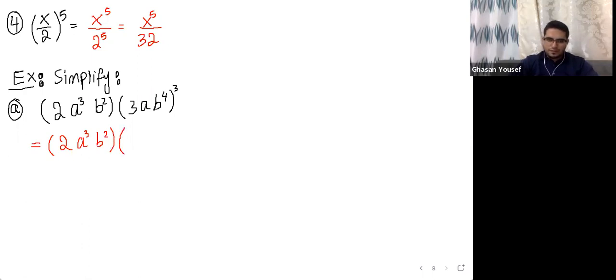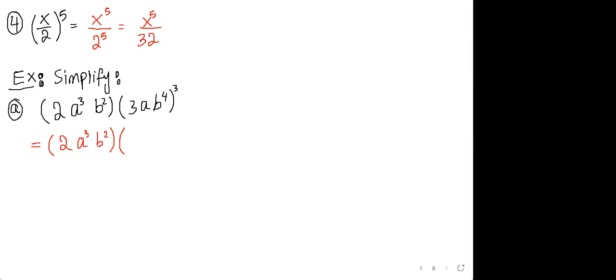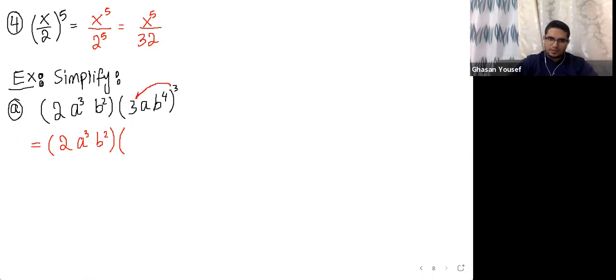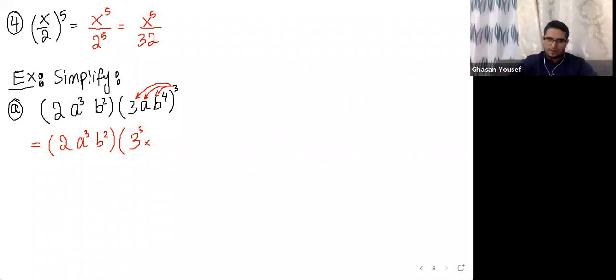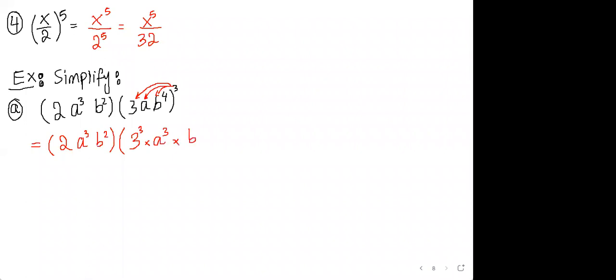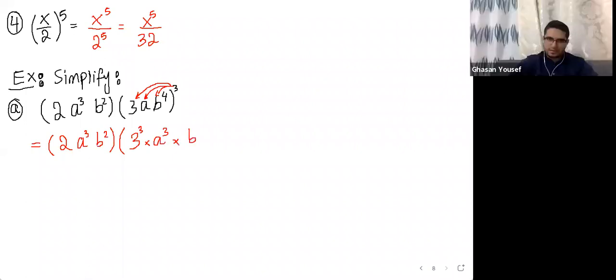Do you do 4 times 3? No, I mean distributing the power inside the parentheses. How can I do it? 3 to the power of 3. Exactly. a to the power of 3, and then for b you have to multiply the 4 and 3, right? So it's going to be b to the 12. Exactly.